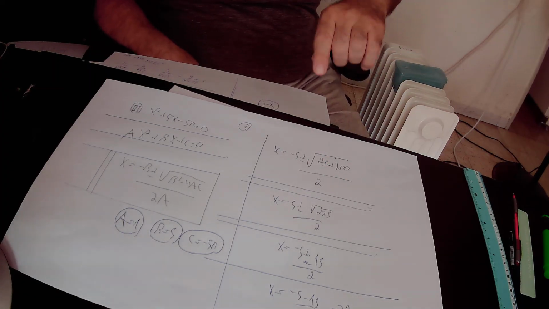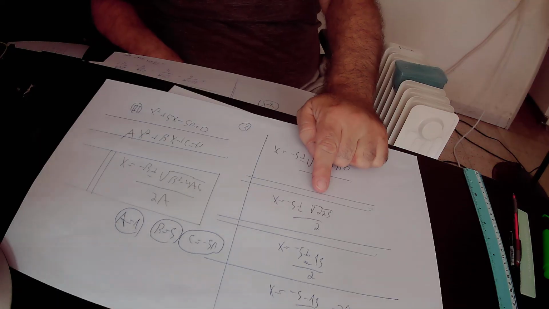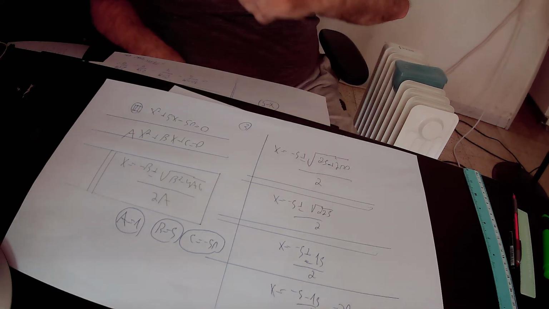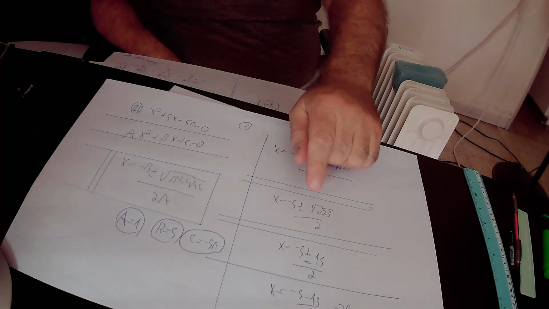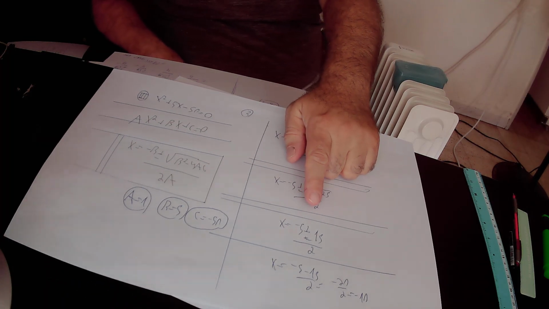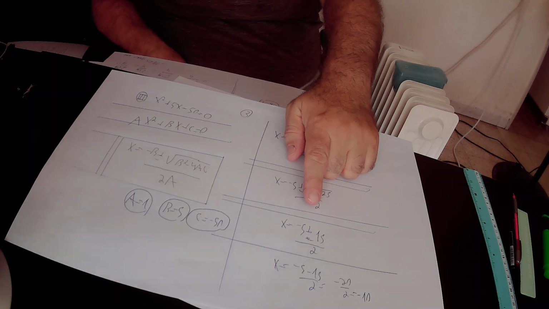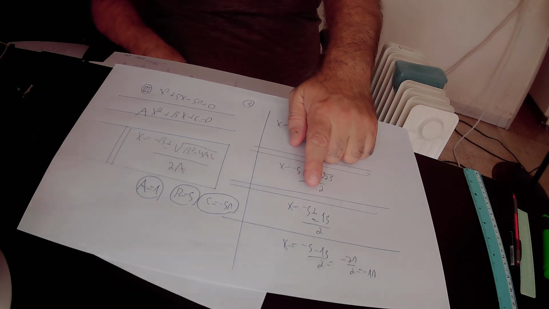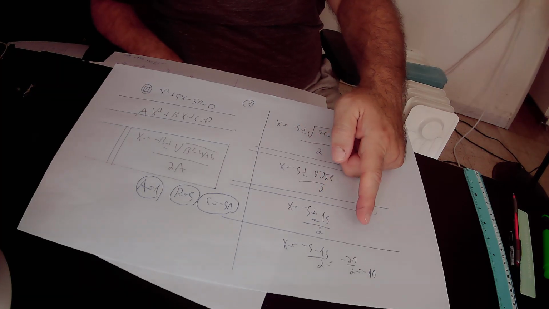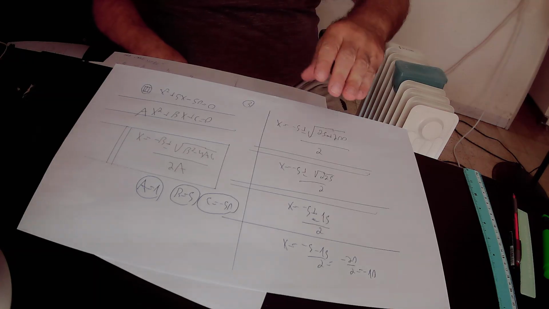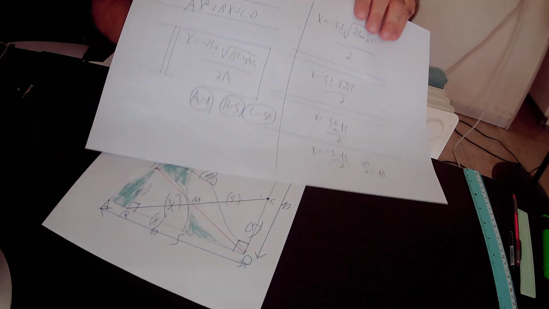So in total we found out that x equals minus 5 plus minus root of 225 over 2. The root of 225 is 15. So x equals minus 5 plus minus 15 over 2. Here we have two possible solutions for x. The first solution is x equals minus 5 minus 15 over 2. Minus 5 minus 15 is minus 20, minus 20 over 2 is minus 10. So x equals minus 10 units in length.